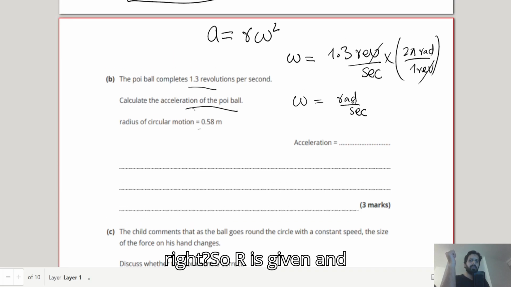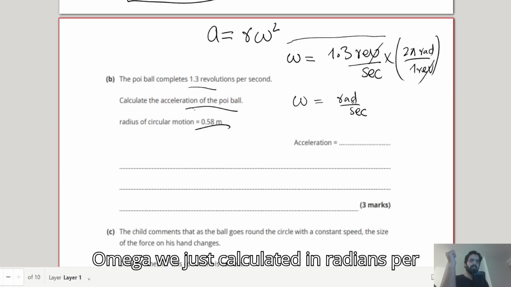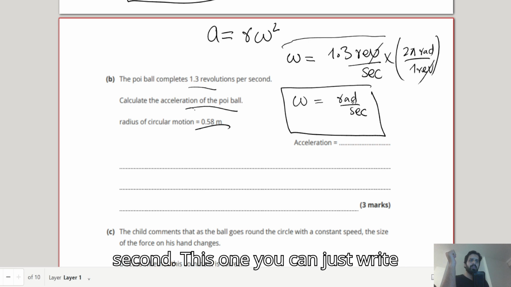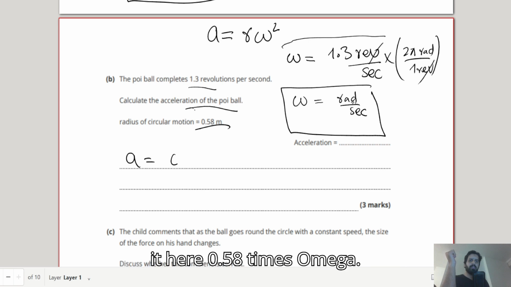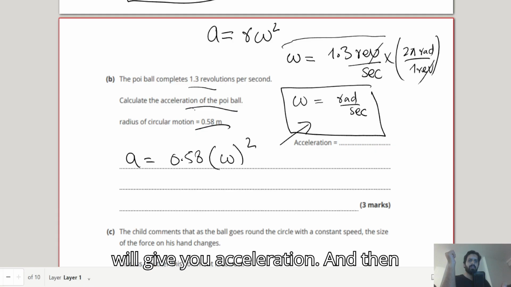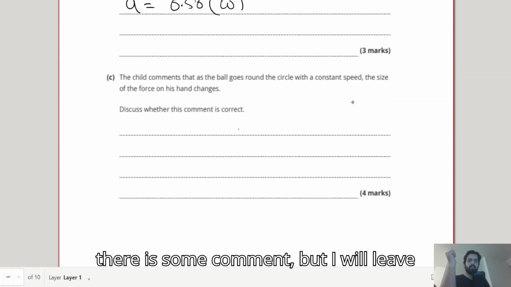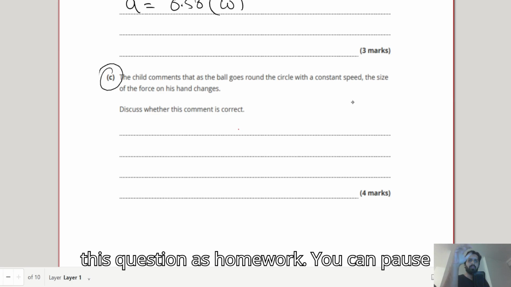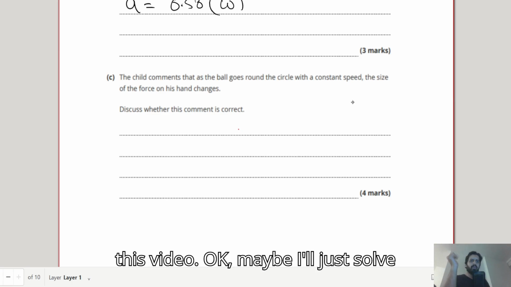So R is given, and omega we just calculated in radians per second, this one. You can just write it here, 0.58 times omega. Remember this one, 1.3 times 2 pi, and that squared, okay? This will give you acceleration. And then there is some comment, but I will leave this question as homework. You can pause this video. Okay, maybe I'll just solve it.